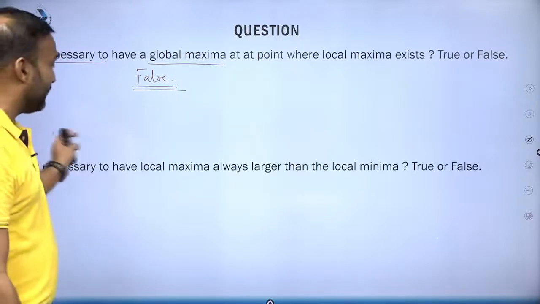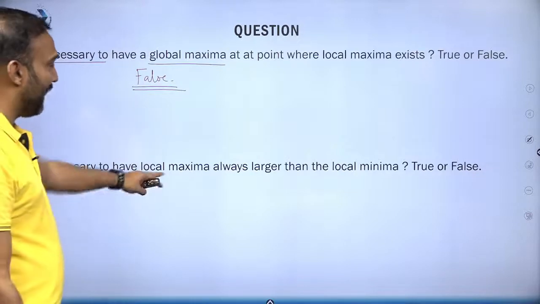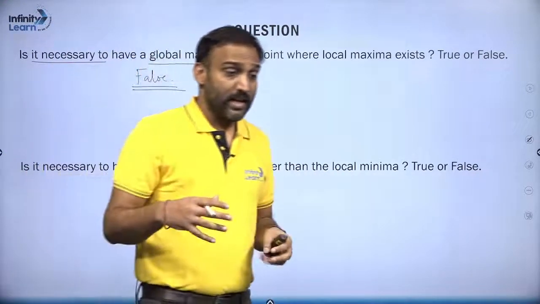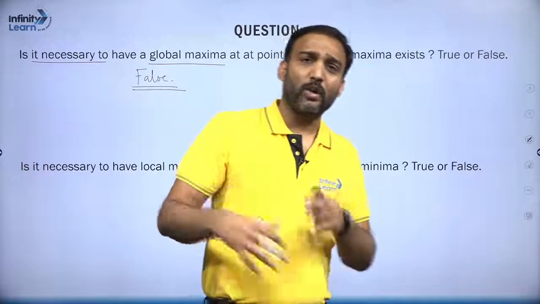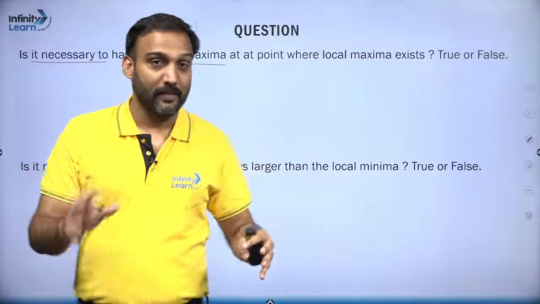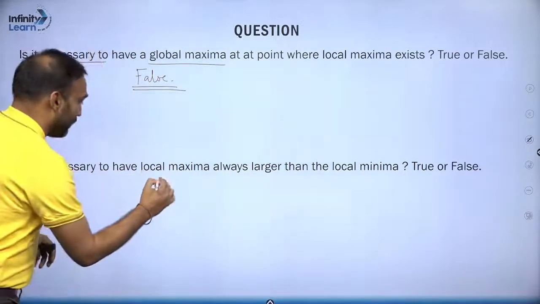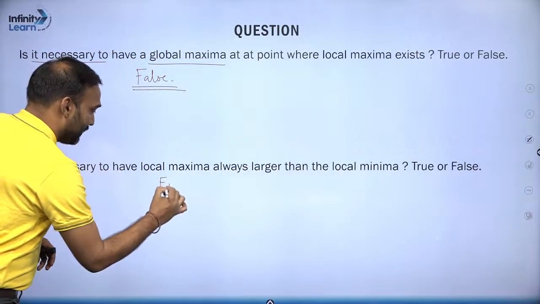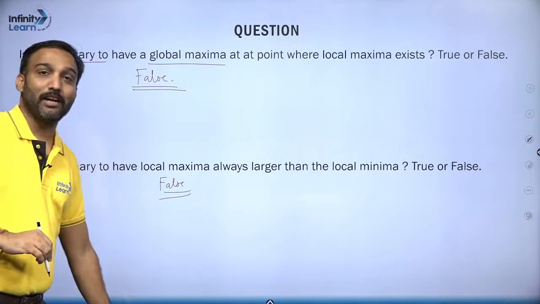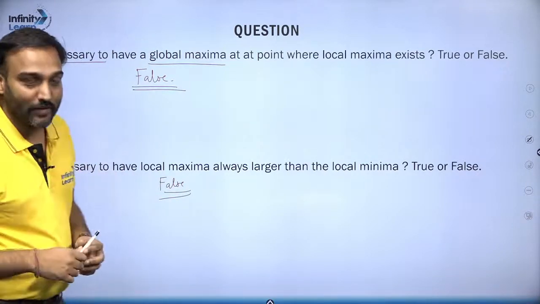Second, is it necessary to have local maxima always larger than the local minima? So the question says, क्या फंक्शन में हमेशा ऐसा होगा कि लोकल मैक्सिमा हमेशा लोकल मिनिमा से बड़ा है? बिकॉज वहाँ मैक्सिमा दिख रहा है, वहाँ मिनिमा दिख रहा है. नहीं होगा, राइट? Because we have also discussed this in the example. Remember 2 by x plus x by 2, local maxima was smaller than local minima.